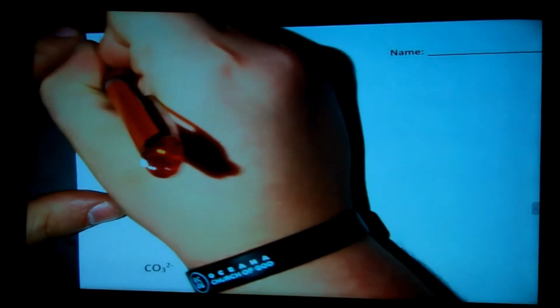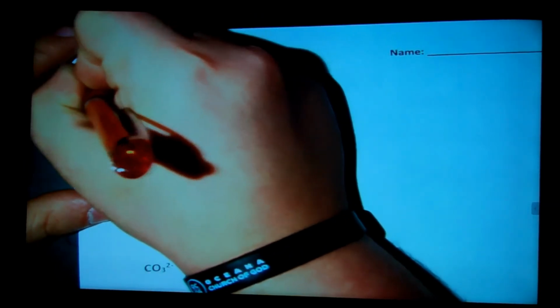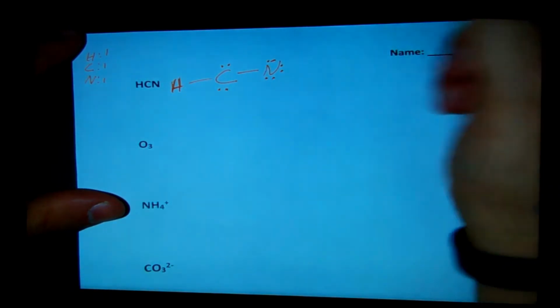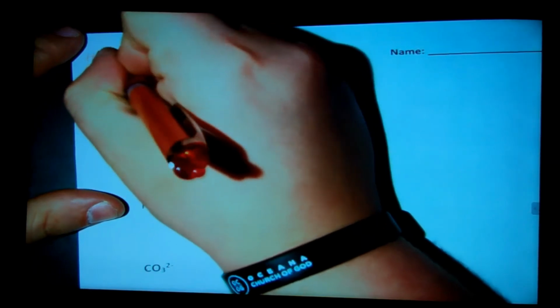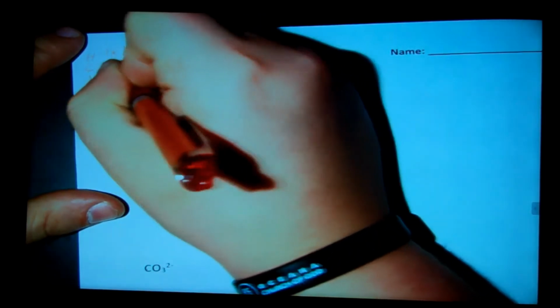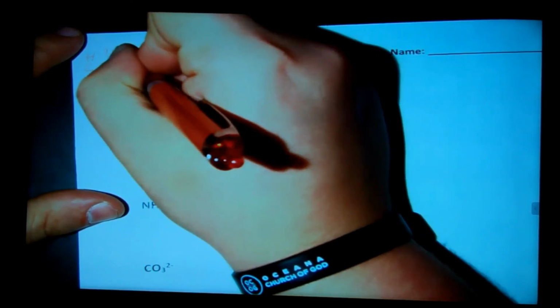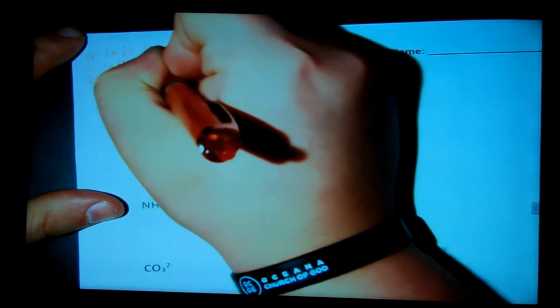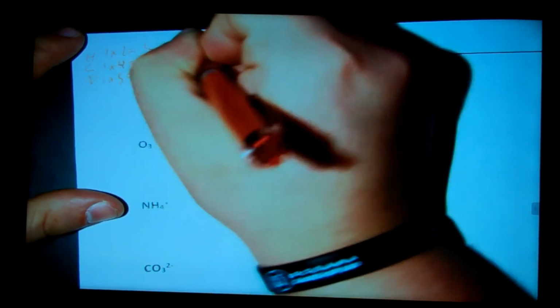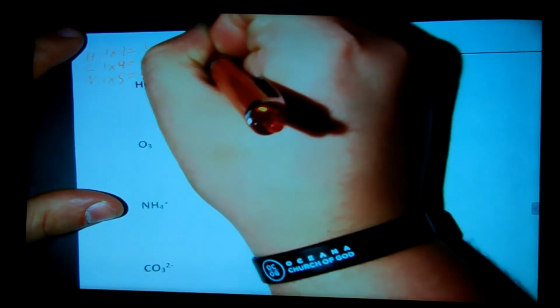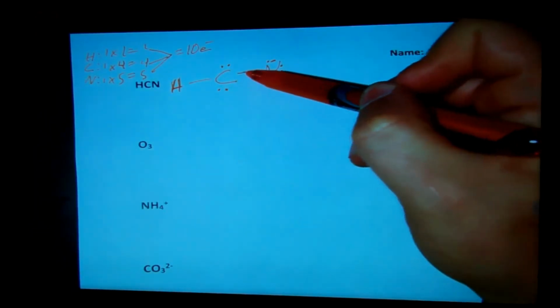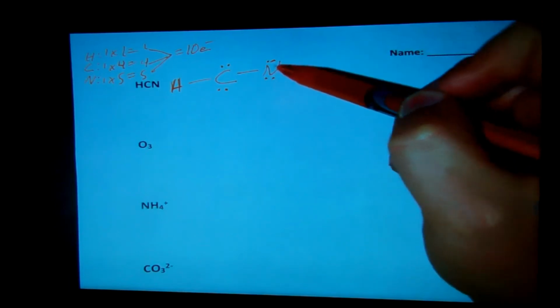So, hydrogen, carbon, and nitrogen. I have 1 of each of them. Then, I have 1 valence electron per hydrogen, 4 valence electrons per carbon, and 5 valence electrons per nitrogen. 1 times 1 is 1, 1 times 4 is 4, 1 times 5 is 5. Add these all together, gives me 10 electrons. I'm going to show 10 electrons. Let's count it up. 1, 2, 3, 4, 5, 6, 7, 8, 9, 10, 11, 12, 13, 14.